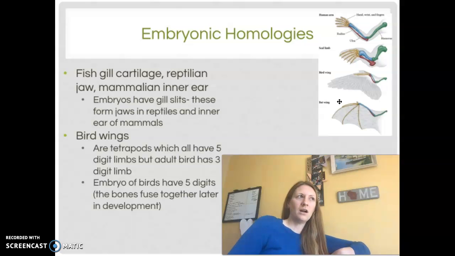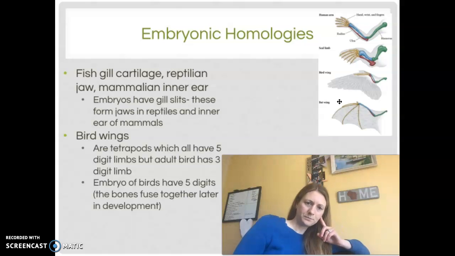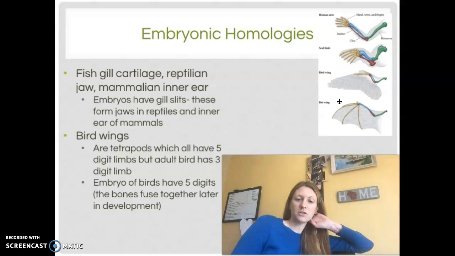Because there are embryologic similarities, because we all came from a common ancestor millions of years ago, there are things that will be the same during formation. For example, the cartilage from fish gills is used to form the reptilian jaw or the inner ear bones in a mammal. So all embryos at some stage will have these gill slits. As the embryo develops, they'll form into different structures. Like I said, in a reptile, it'll become their jaw. In a mammal, it'll become our inner ear bones.